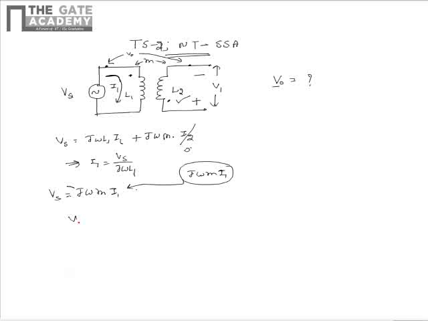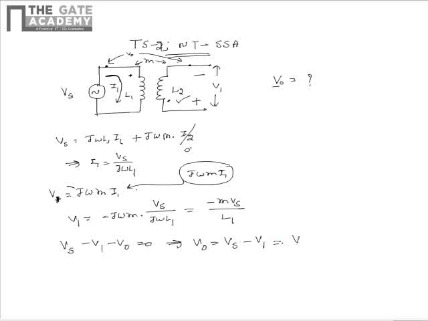So V1 is equal to minus j omega M multiplied by Vs divided by j omega L1. This is equal to minus M Vs divided by L1. From this, by applying KVL, we can write that Vs minus V1 minus VO is equal to 0. That implies VO is equal to Vs minus V1. Upon substitution, this can be simplified as Vs multiplied by 1 plus M divided by L1.